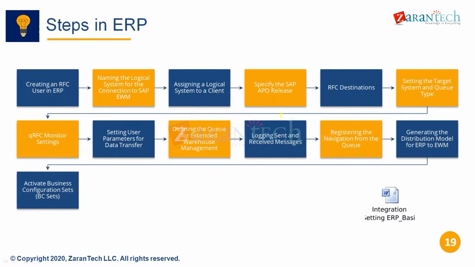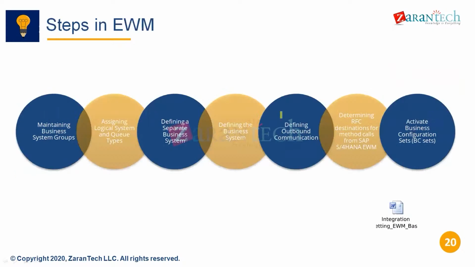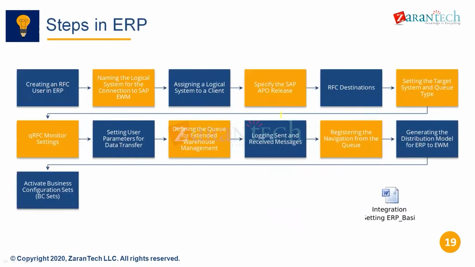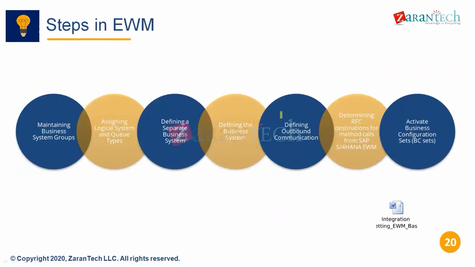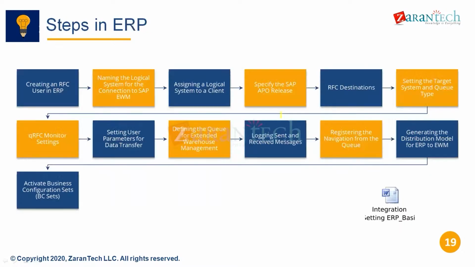So here come the steps from the basis side. Basis will execute some steps on the ERP system as well as EWM. These steps will vary depending on your EWM version, whether you are using a decentralized system or embedded. So the basis team has to do the settings. I've taken a screenshot of all these settings, and we'll go through them one by one.